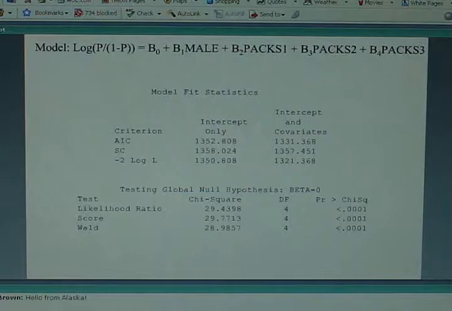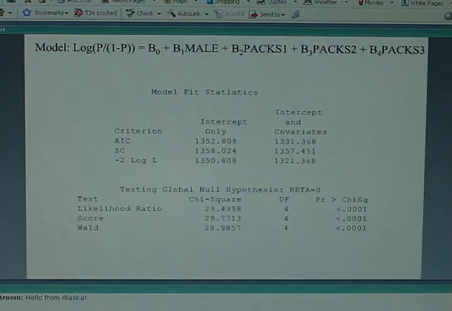If you allowed everyone to have different risks depending on their sex and depending on their smoking habits, that model fits better. Well, how much better does it fit? The minus 2 log L dropped from 1350 down to 1321. That's a drop of 29 points, 29.4. So that number 29.4 is a test of the overall fit of the model that has both sex and smoking in it. This test here says global null hypothesis, all the betas equal to 0. What this test statistic 29 is testing is whether sex and smoking as a set have any predictive ability.